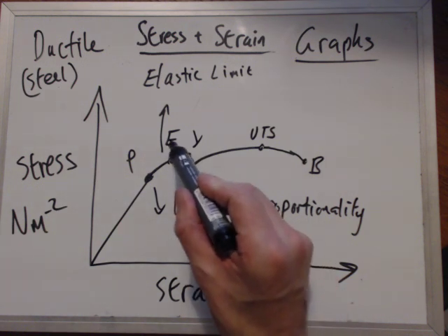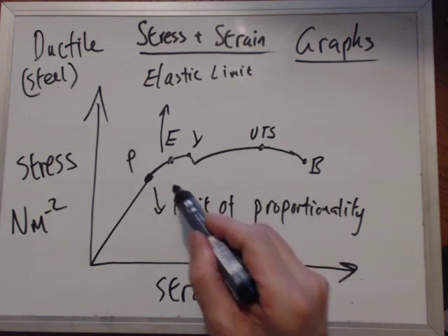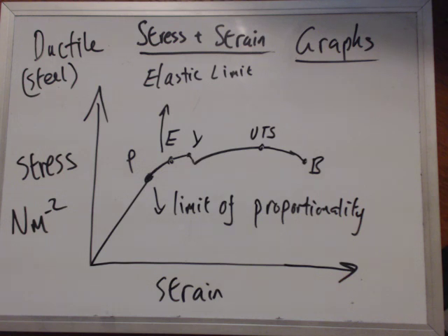After point E, the material will behave with plastic behavior, which means that the molecules, if you like, or the atoms, if it's a pure metal, will be permanently pulled past each other. Up to the elastic limit, they'll be pulled away from each other, but they can go back to their original positions. After E, they'll be pulled away from each other, and they won't return to their original positions.